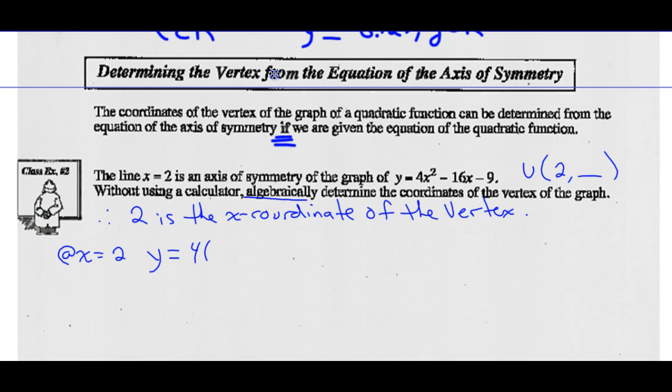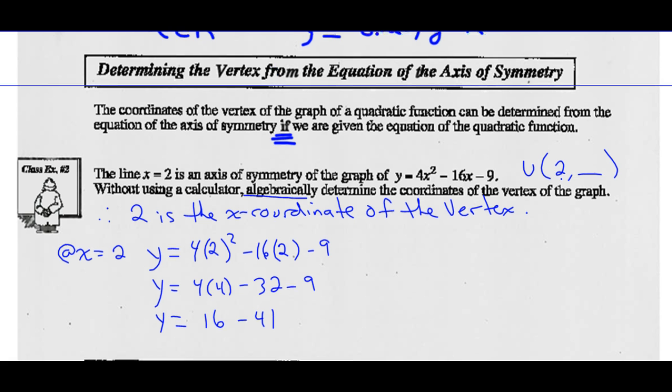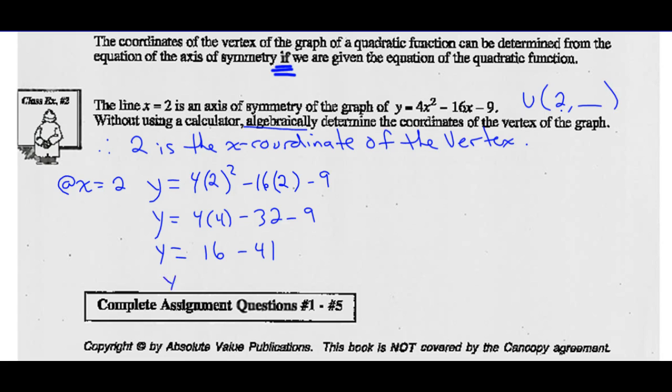y equals 4 times x squared minus 16 times x minus 9. Well, I know the coordinate of x is 2. I can find the corresponding y coordinate, so I substitute 2 in for x. So I get y equals 4 times 4 minus 16 times 2, which is minus 32 minus 9. So y equals 16 minus 41. And 16 minus 41 is negative 25. So we know the vertex should be at x is 2, y is negative 25. All right. Excellent.